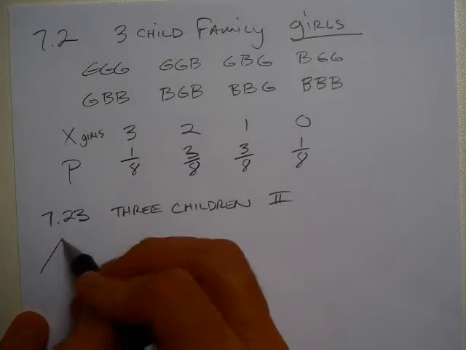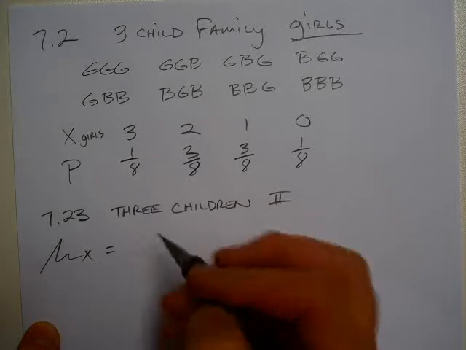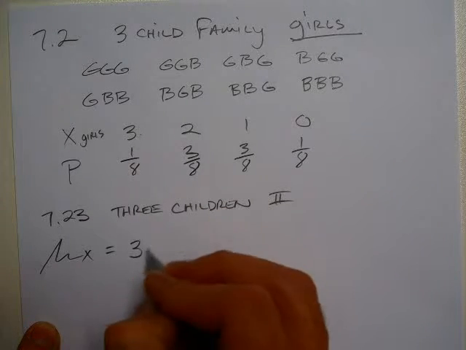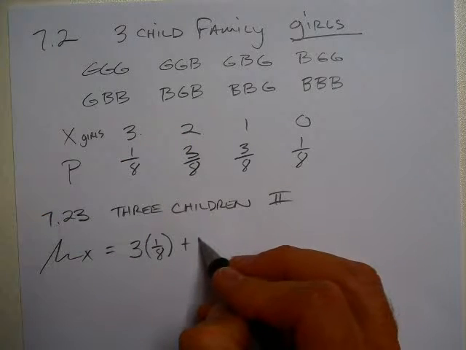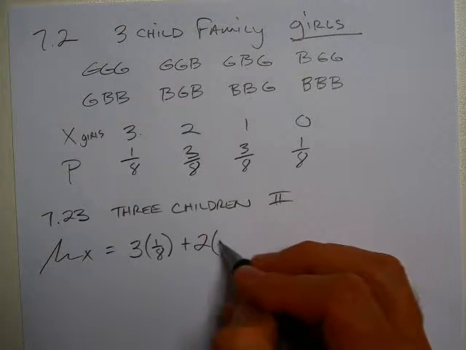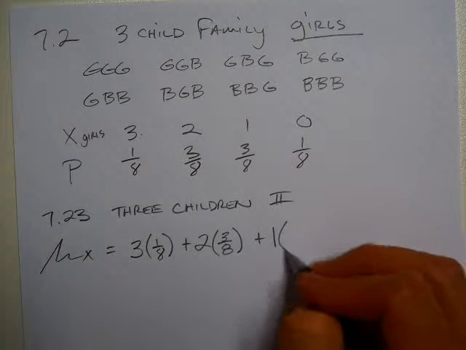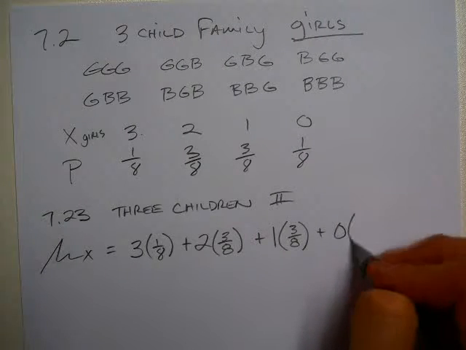So the first thing it wants us to do is find the average of x, the mu sub x. So what's the expected number of girls is what this would be. So we would take our number of girls and multiply it times our probability, and add that to our next number of girls possibility, our next x, times that probability, and our next x times that probability, plus our next x times that probability.